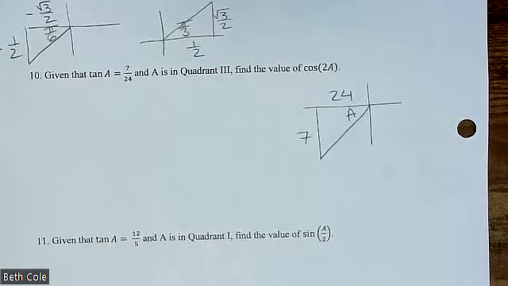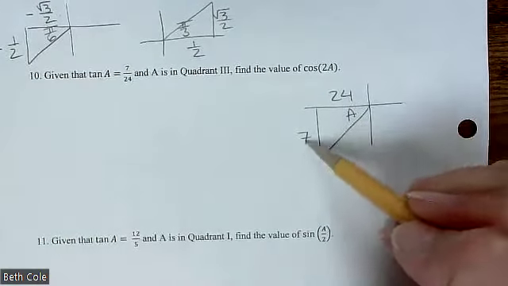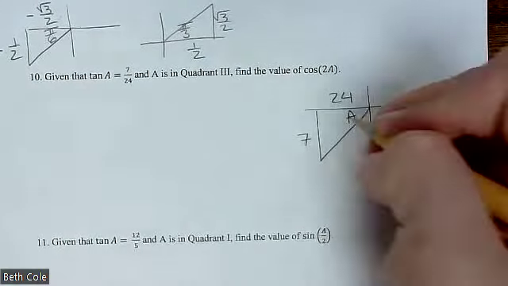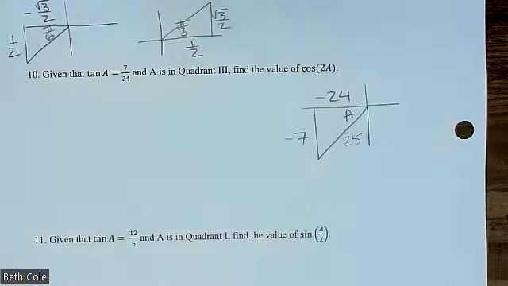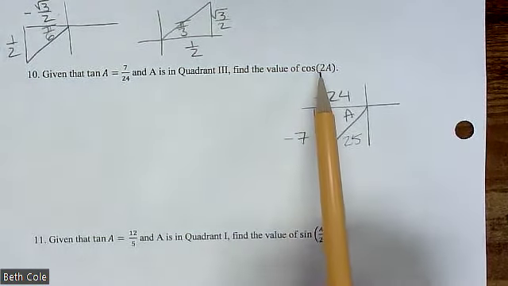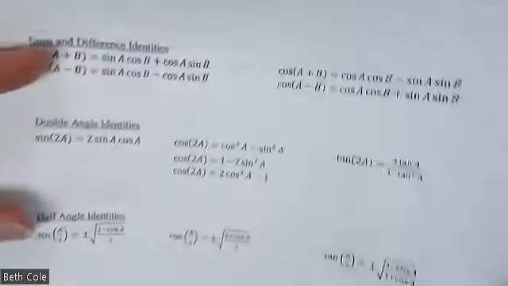It is one of the locker combinations. I'm going to see if anyone remembers it. 7, 24, 25. Now I actually need to fill in something else there. Negatives, good. So that's your like work. It says find cosine of 2a. So get out your handy formula sheet.